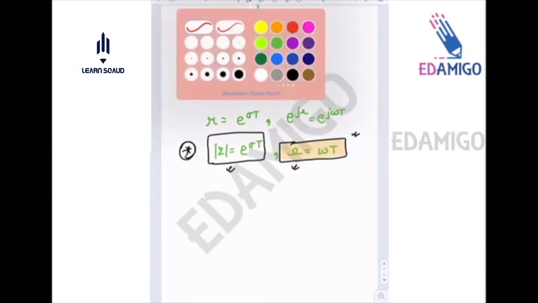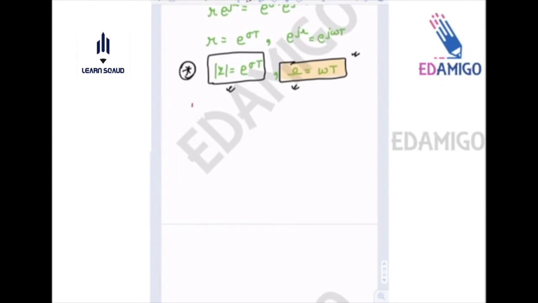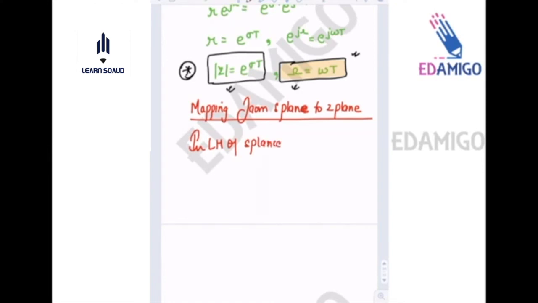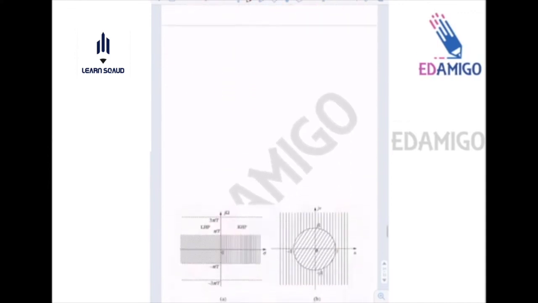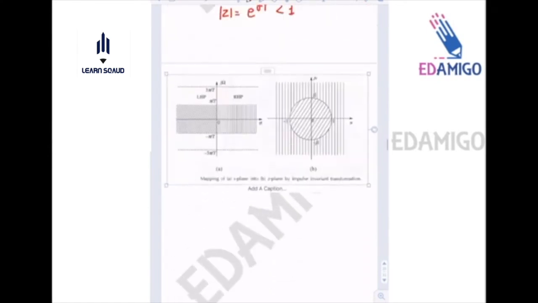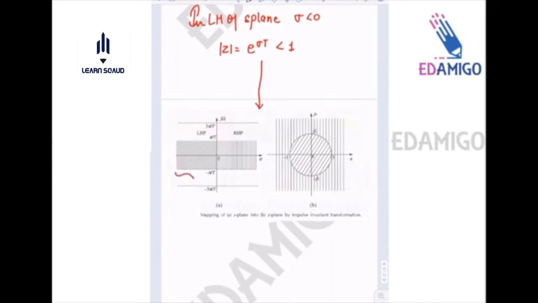Now if I look at the mapping from S plane into Z plane, okay. Now in the left half of the S plane, sigma or the real part is less than 0. So the magnitude e to power sigma T, magnitude of z, will be less than 1. Okay, will be less than 1. So if I look at the mapping, then I can say that this whole left half plane is mapped into a circle of radius 1 in the Z plane.